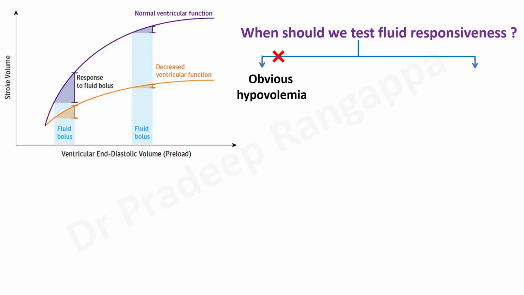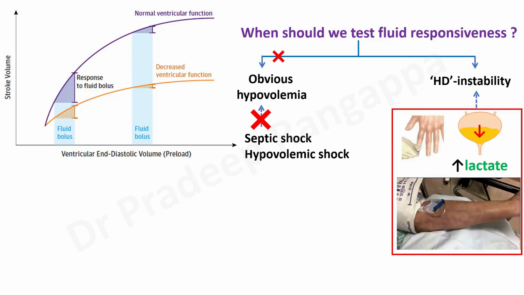Because there is obvious hypovolemia, you have to just give fluids. You don't need to check your IVC collapsibility, or you are not expected to check for a passive leg raising test, and so on. If there is an obvious septic shock or hypovolemic shock, you just have to administer fluids.